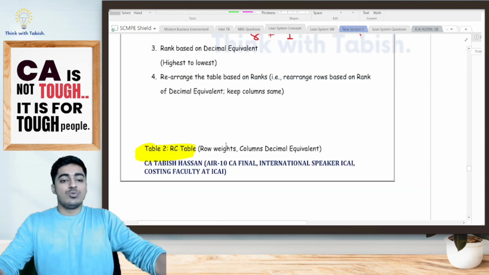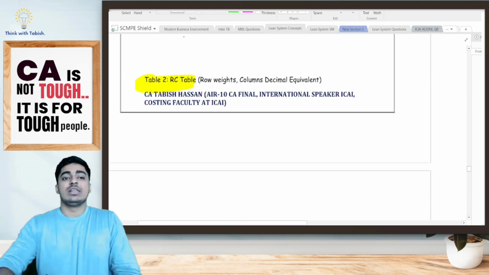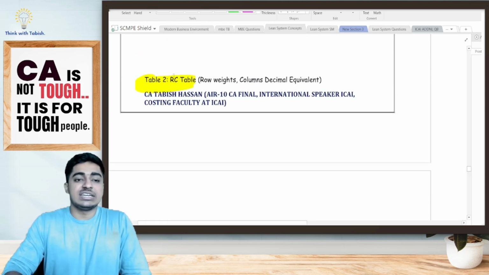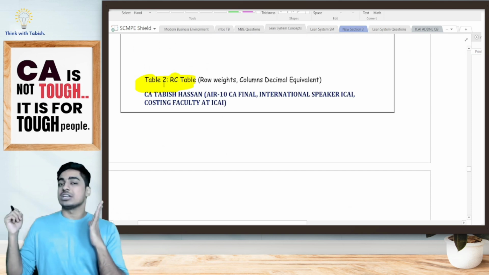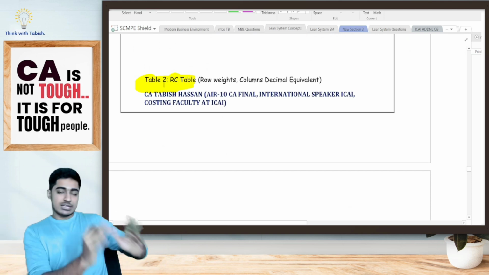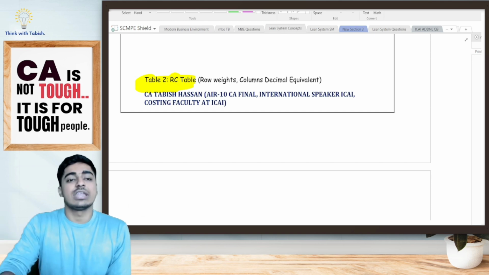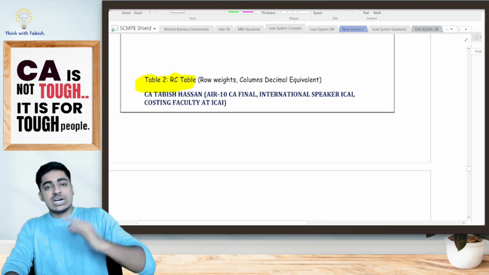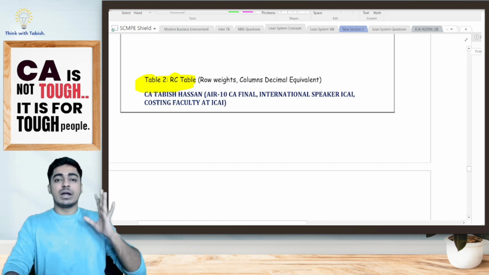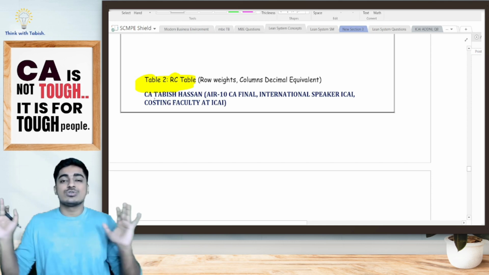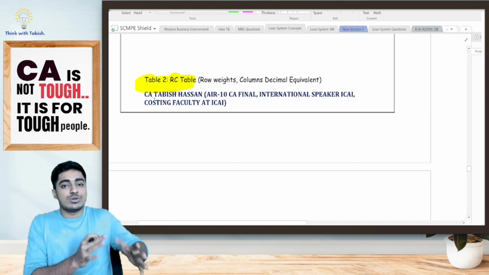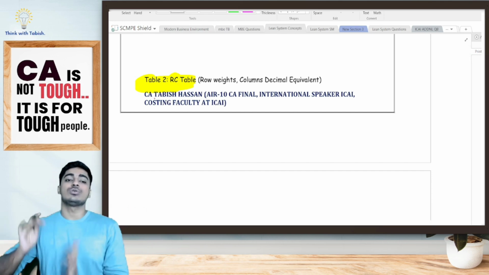Now we are moving into the second table, which we have called our RC table. It is the reverse of Cristiano Ronaldo. Who is number 1? Cristiano Ronaldo. Who is number 2? It's the reverse of Cristiano Ronaldo. Now RC table, what we are going to do? Repeat the same steps, but now your columns will become rows. Whatever you did to your columns, you're going to do for your rows. Whatever you did for your rows, you're going to do for your columns.